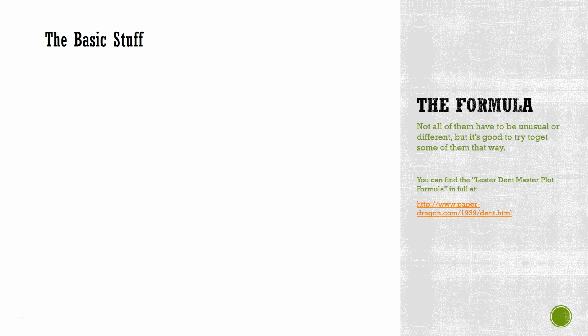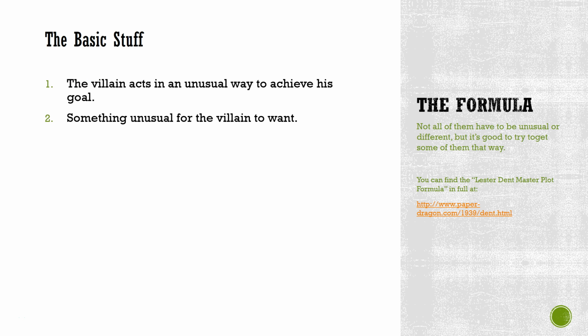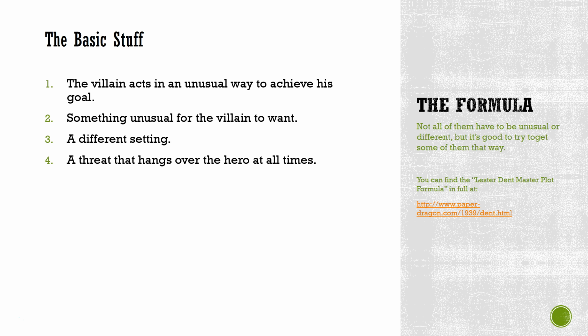Here's the basic stuff. First of all, the villain needs to act in an unusual way to achieve his goal. Something unusual for the villain to want. What the villain is going after, he or she, needs to be something unusual. And the setting has to be somewhat different. And finally, there needs to be a threat that's hanging over the hero at all times. Now, you don't have to come up with unusual things for all of these points, but at least one or two of them, you should try to have them be something slightly different.